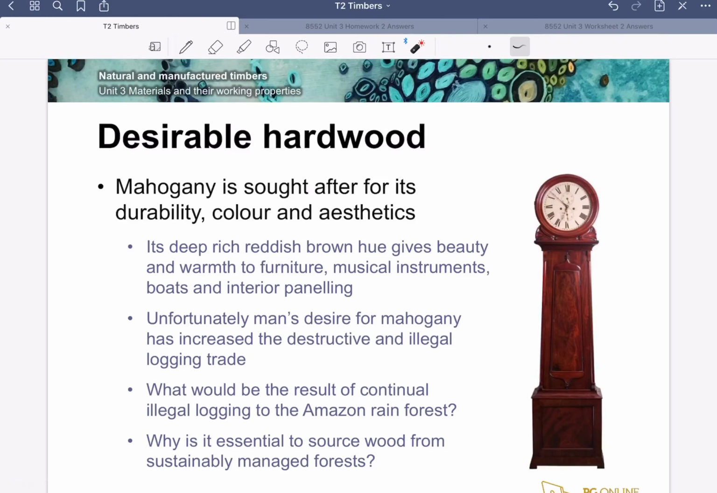Most hardwoods are very desirable. Mahogany is sought after because of its aesthetic and its durability, its colour, this sort of rich, deep, reddy brown it has. A lot of musical instruments and interior wall panelling, boats use this a lot. As it says here, unfortunately, man's desire for mahogany has increased the destructive and illegal logging trade, particularly from places like the Amazon rainforest where this material grows, and obviously this is causing huge illegal logging problems and deforestation and major sustainability issues, which is why we need to make sure we have managed forests.